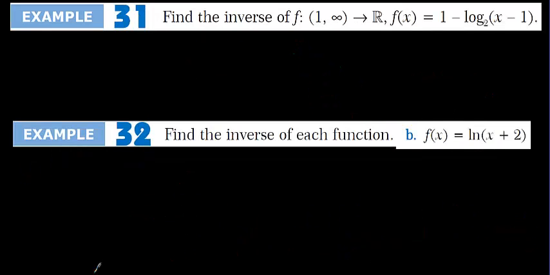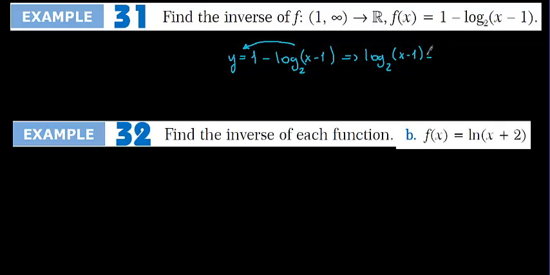Okay. How to find the inverse of a logarithmic function? Of course, we are going to find the inverse of a logarithmic function like this: y is equal to 1 minus logarithm base 2 of (x minus 1). Firstly, the logarithmic function we can send to the other side, and y will come to this side, so it will be logarithm base 2 of (x minus 1) is equal to 1 minus y.